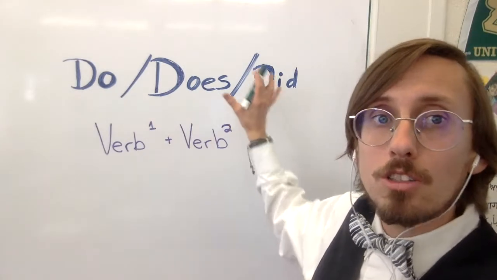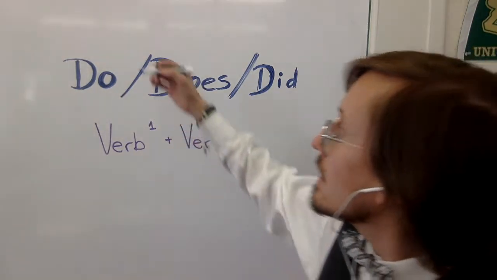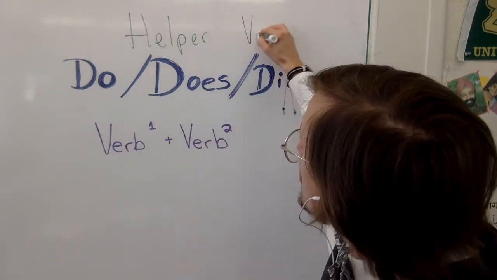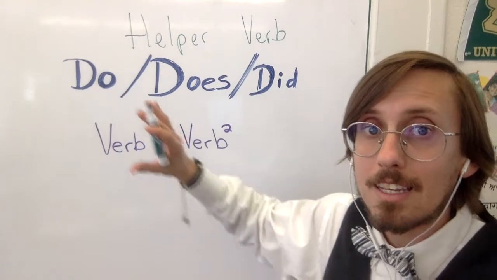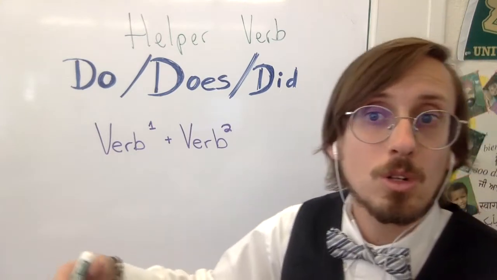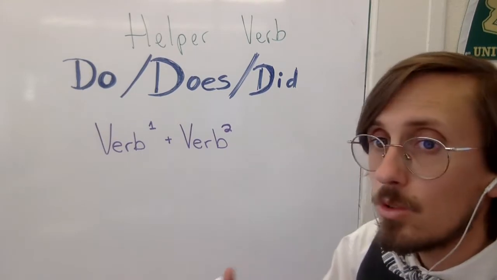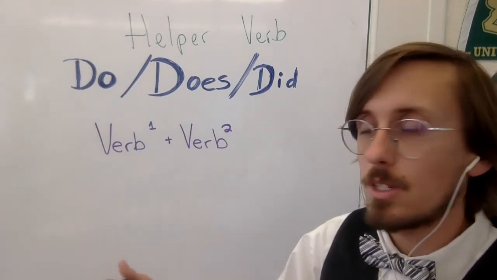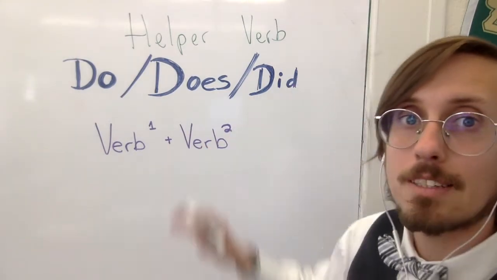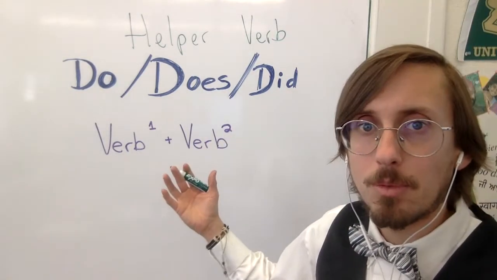However, we also use the word do as a helper verb, and that's what we're looking at today. When do is a helper verb. Again, do has a separate purpose in English, a definition like to do your homework, to do an action, okay? To do the dishes, to do the laundry. But in this part of our grammar, we're looking at do as a helper verb.